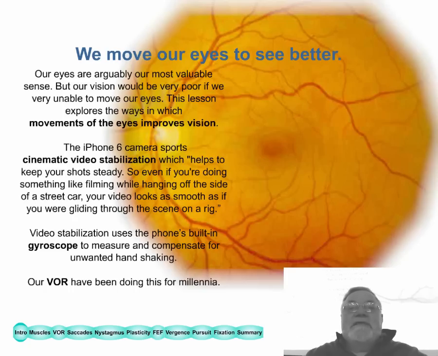iPhone has this cinematic video stabilization, and one of the eye movements that we talked about, the VOR, does the same thing. The iPhone has a gyroscope in it, and as it moves the lens in the opposite direction, that stabilizes the image. You have an internal gyroscope, and that's your vestibular ocular semicircular canals and otoliths. That's your gyroscope, and they in turn move your lens and stabilize your image.